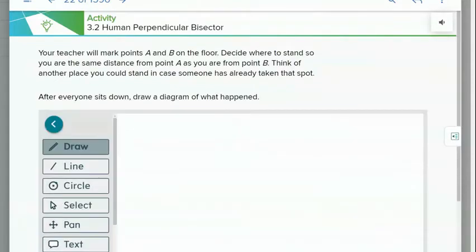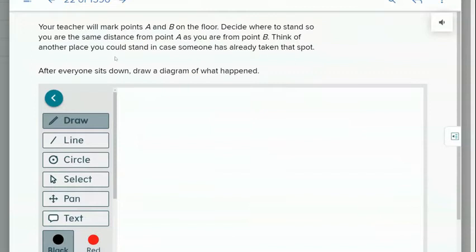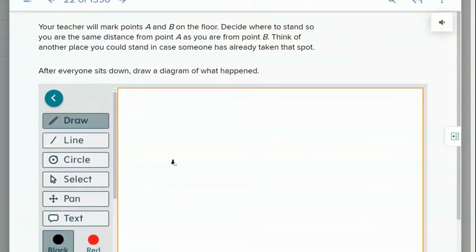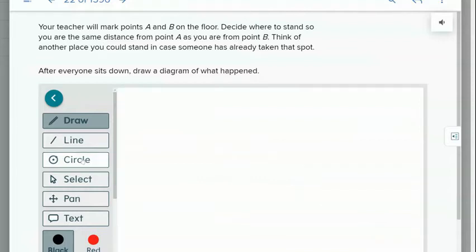All right, so your teacher will mark points A and B on the floor. Apparently, we have to do it here, because thank you, COVID, for making our lives so much more difficult. Let's start over. Let's make sure these points are... There we go. That's not even a point. That looks like an arrow.